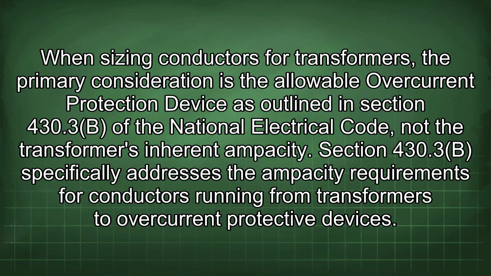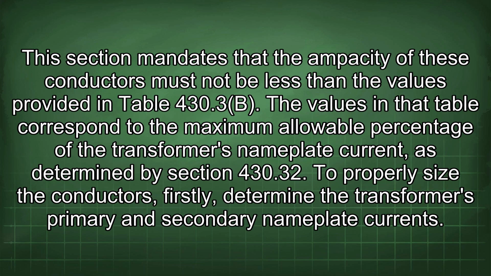When sizing conductors for transformers, the primary consideration is the allowable overcurrent protection device as outlined in Section 430.3(b) of the National Electrical Code, not the transformer's inherent ampacity. Section 430.3(b) specifically addresses the ampacity requirements for conductors running from transformers to overcurrent protective devices. This section mandates that the ampacity of these conductors must not be less than the values provided in Table 430.3(b).